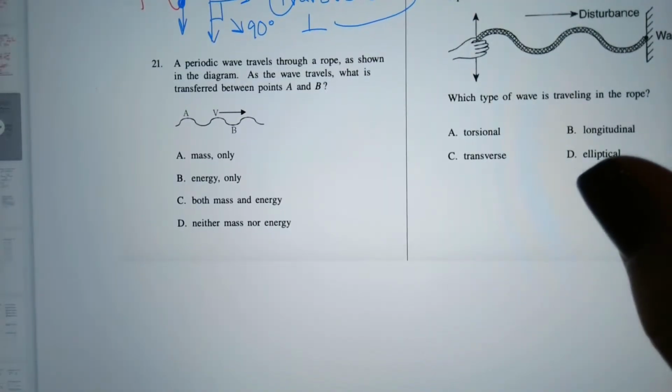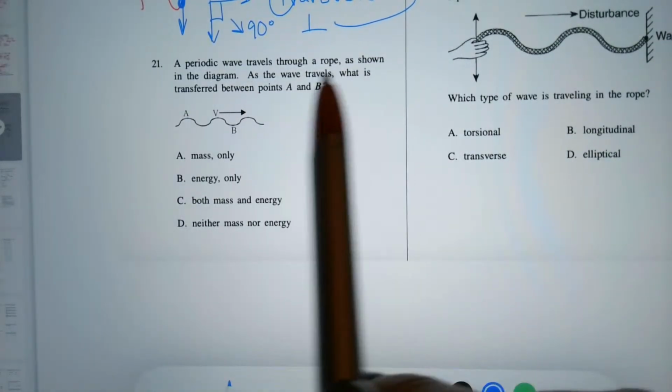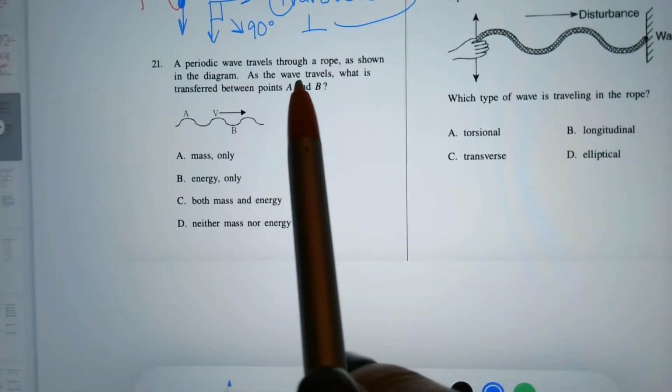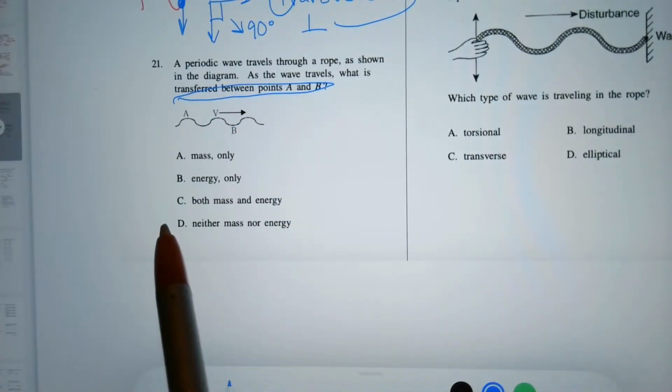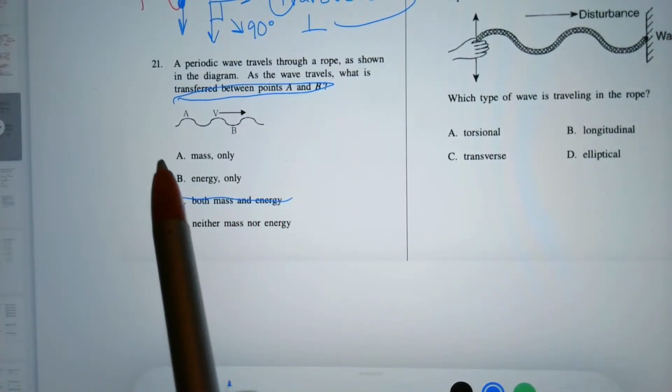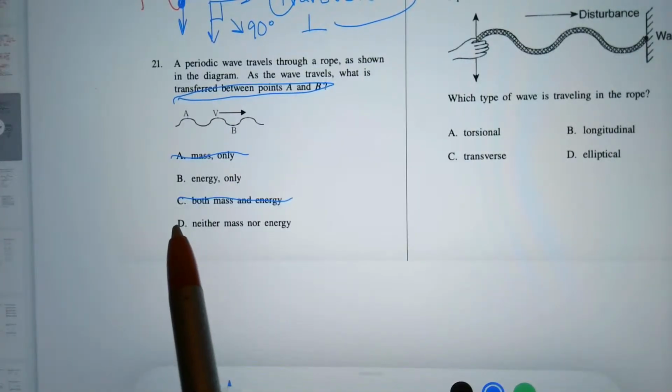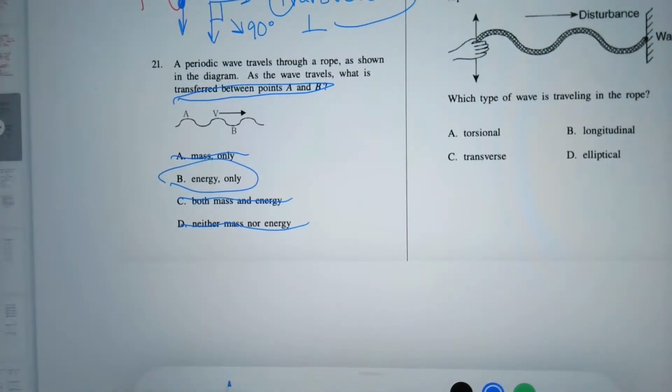21, a periodic wave travels through a rope as shown in the diagram. As the wave travels, what is transferred between points A and B? So never mass and energy, never mass only, and it's never going to be neither mass nor energy. It'll only ever be energy, okay?